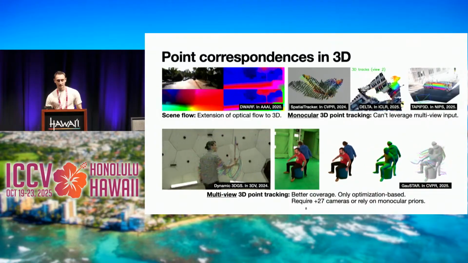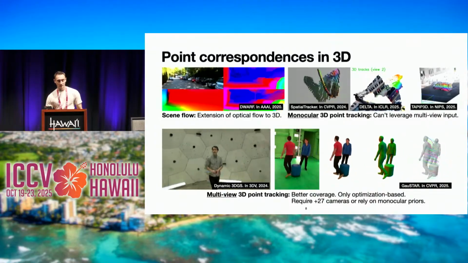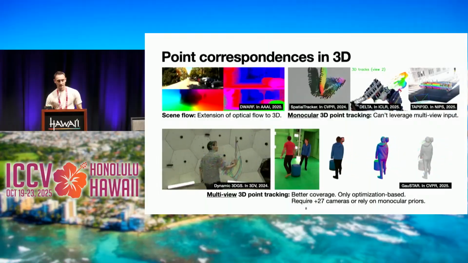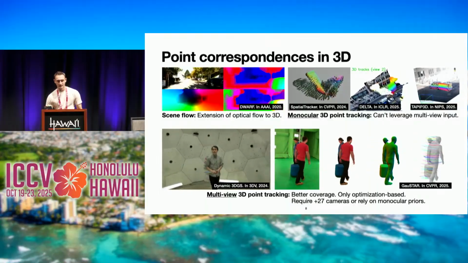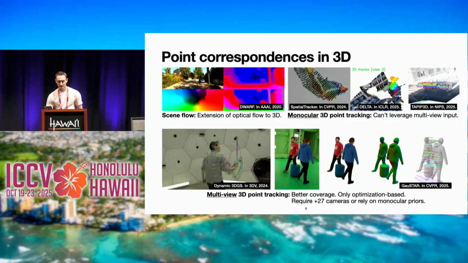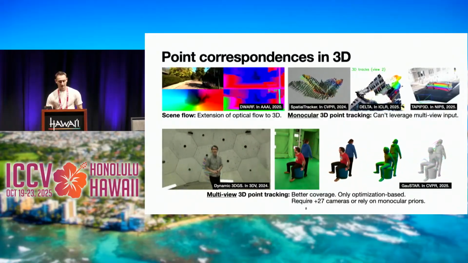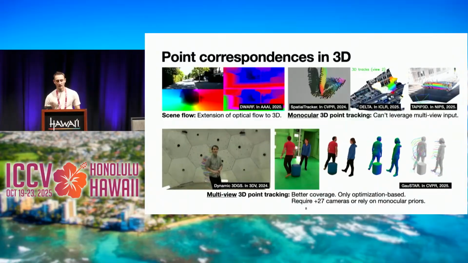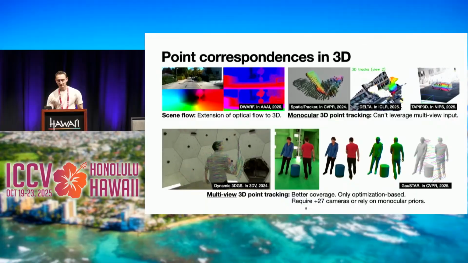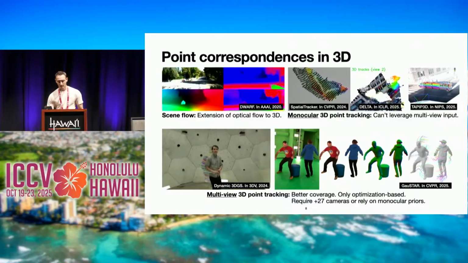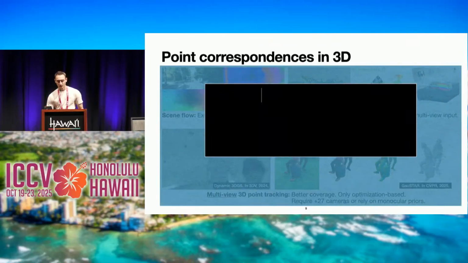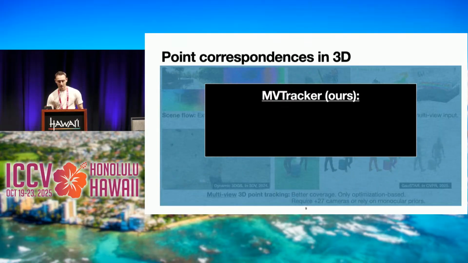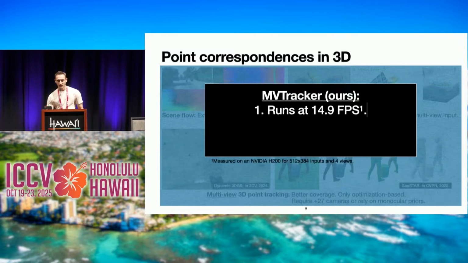In this setup, we have synchronized cameras, and because of having multiple cameras, this offers better coverage of the scene and therefore better precision. These problems have only been studied from an optimization perspective and require a dense camera setup of 27 cameras or even 100 cameras. This is why we introduced the first feed-forward 3D point tracker for multi-view setups. It's called MVTracker, and it runs at 14.9 frames per second.